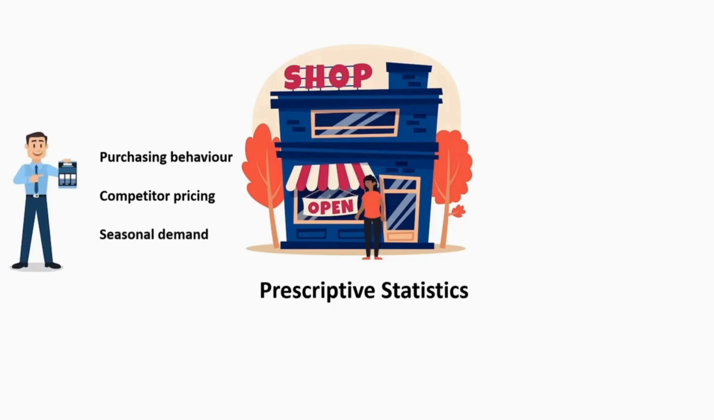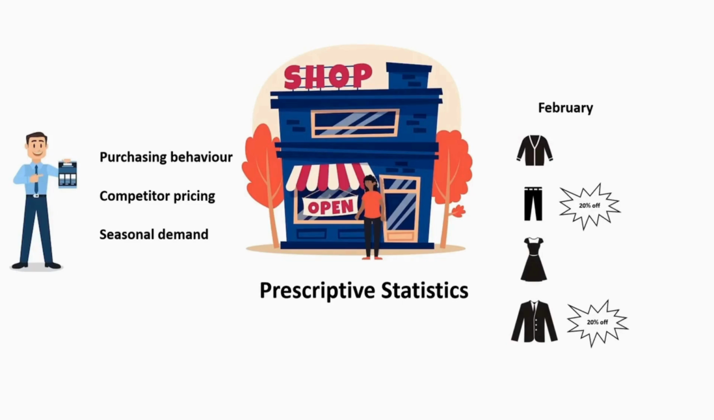The analysis then recommends the most effective promotion for different customer segments and suggests best pricing for key products. For instance, it might recommend discounting winter items in February to clear out inventory and make room for spring items. With prescriptive statistics, the company gains actionable insights that can help it improve revenue, inventory, and customer satisfaction.